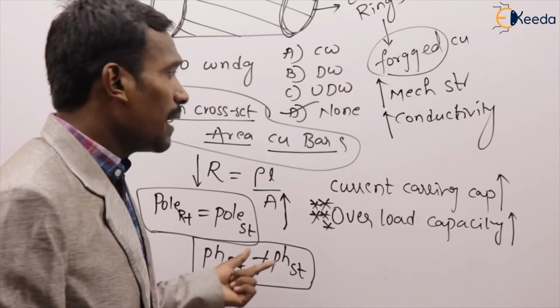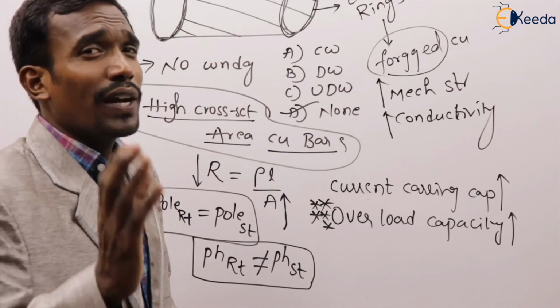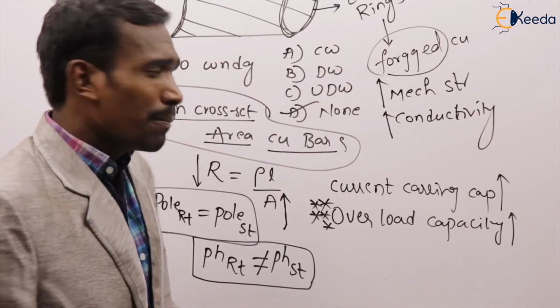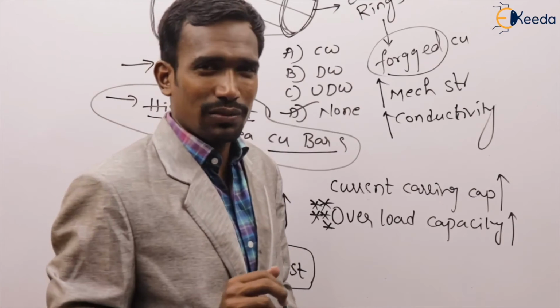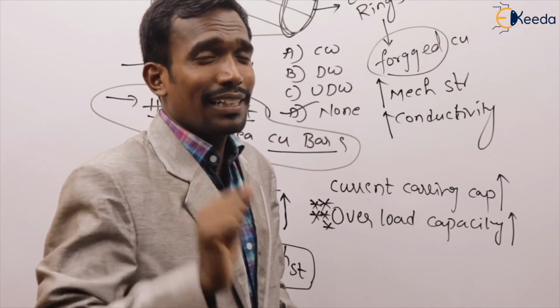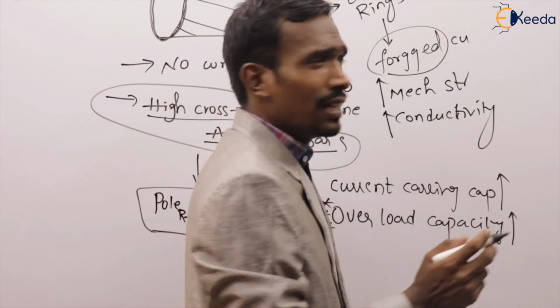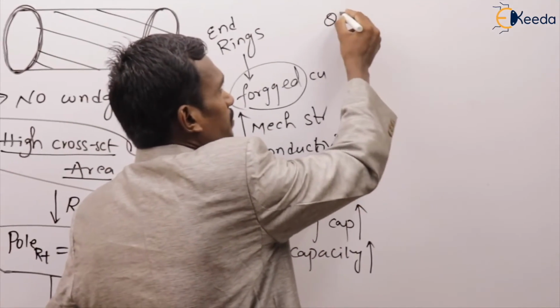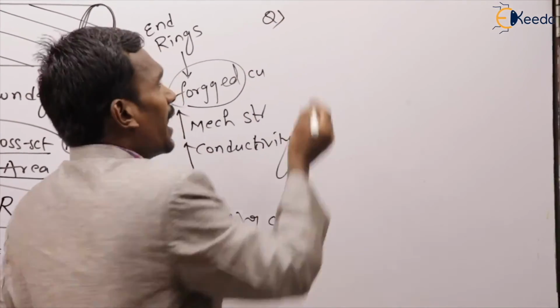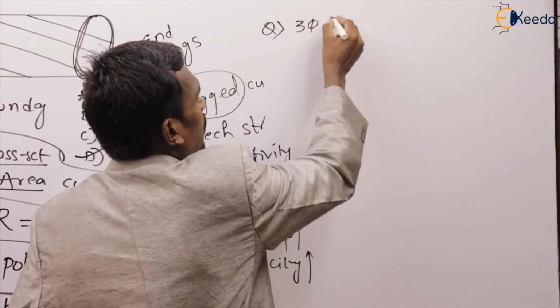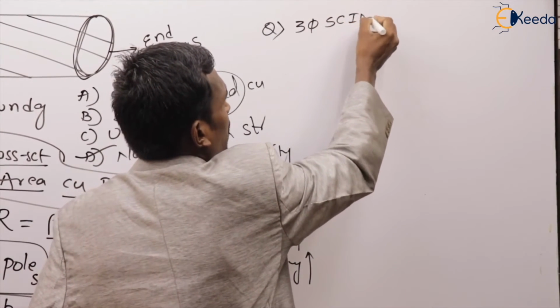Based on this, they ask one problem, generally in IES and GATE. See here, my question is that: a three-phase squirrel cage induction motor.